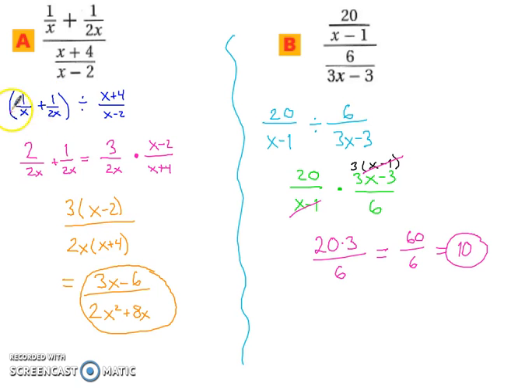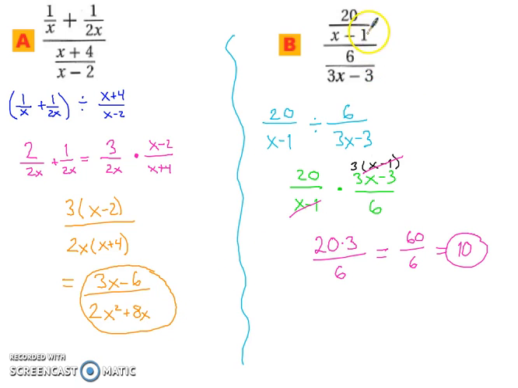So this first one, notice how we're missing a 2. So we need to multiply our numerator and denominator by 2. Then we can add, leaving us with 3 over 2x, times, so we're going to multiply by the reciprocal, x minus 2 over x plus 4. So 3 times x minus 2 and 2x times our x minus 4. And distribute, and your final result.